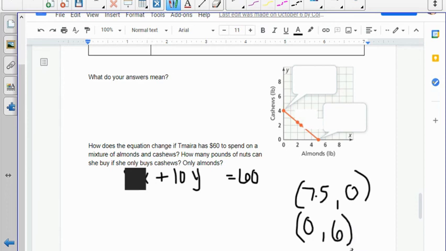So it's the same thing. You would say if I had 0 cashews, I could get 7.5 pounds of almonds. If I had 0 almonds, I could get 6 pounds of cashews. So this is standard form.